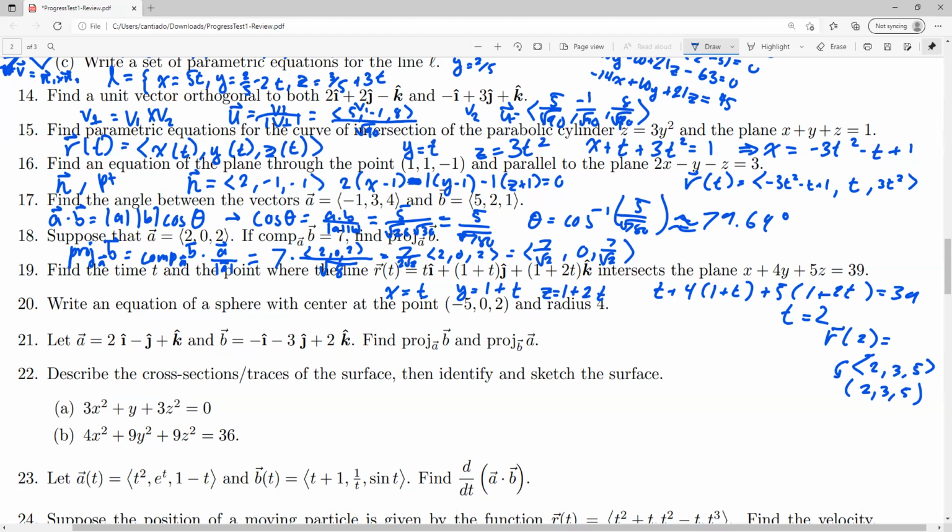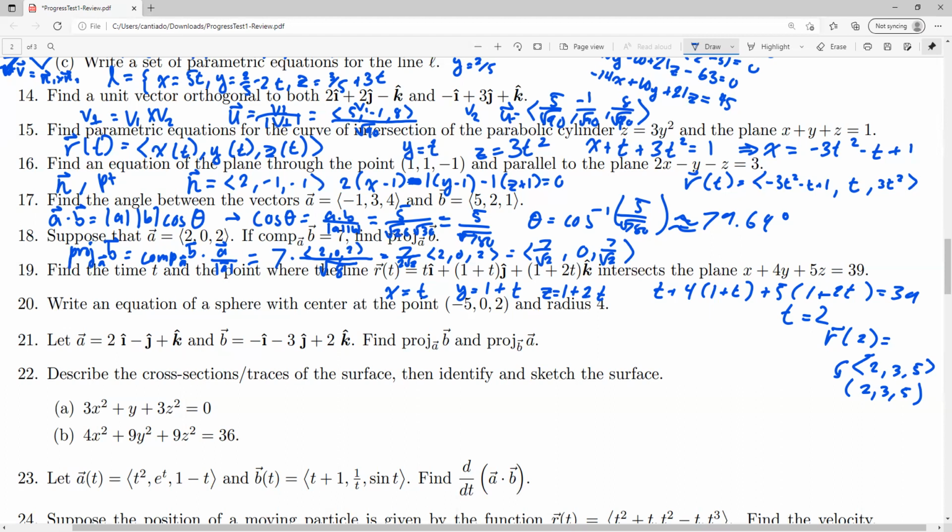For 19, definitely the thing to take advantage of here is that you can change the form of a space curve or vector equation into the other forms. So for example, parametric, and you can use the parametric form, the XYZ equation, and plug it into other equations like equations of planes, for example.